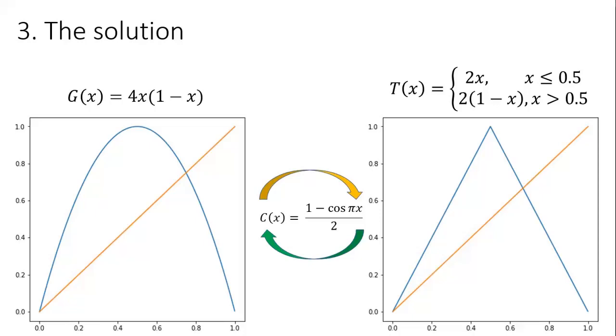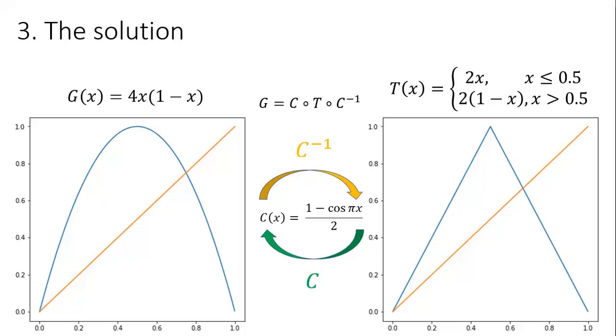And this bridge is, surprisingly enough, a trigonometric function. Consider the function c of x equals 1 minus cosine of pi x over 2, where our inputs will be taken in the interval [0, 1]. This is a smooth one-to-one correspondence from the interval [0, 1] to itself. It also satisfies this relation, g equals c t c to the minus 1.